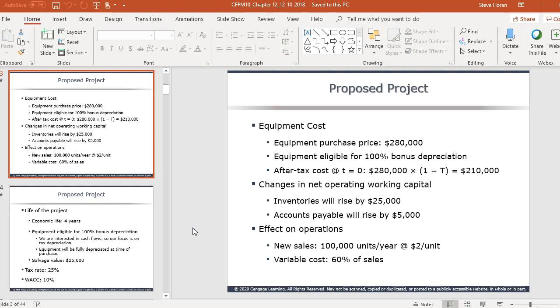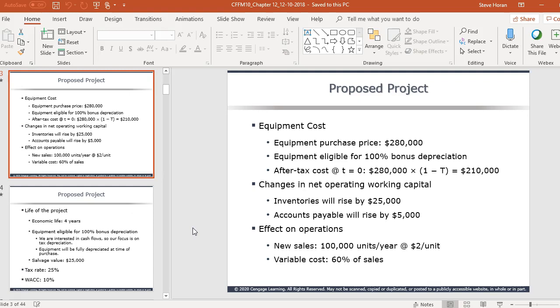So the project we're looking at is to buy some equipment. It has an initial price of $280,000, and then we're going to depreciate that away, and the after-tax cost is 280 times 1 minus t, which is 210. So we're going to take some bonus depreciation with the new tax law that we're allowed to do. And so that's part of the initial cost, but we get some depreciation advantages because that reduces our tax bill.